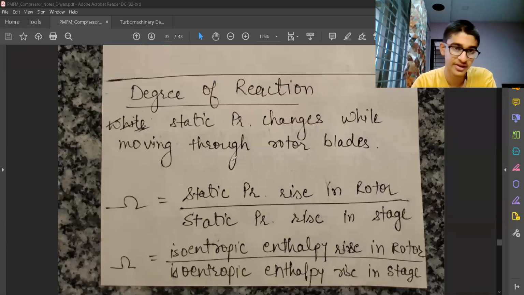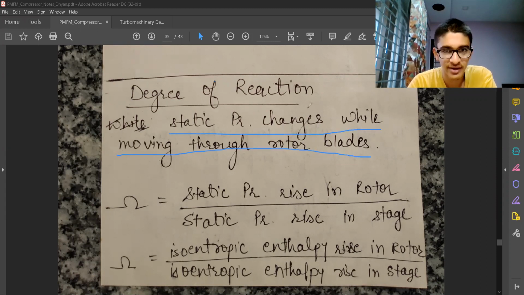So earlier we have seen the work done expression and the expression for pressure ratio. In this video, we'll see the expression for degree of reaction. It is defined this way: if the stage has a static pressure rise while moving through the rotor blades, then the degree of reaction is greater than 0. Otherwise, it is equal to 0.